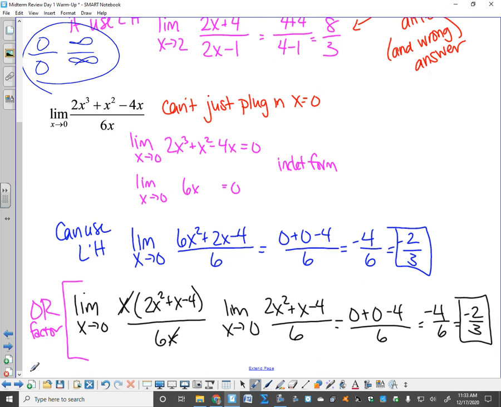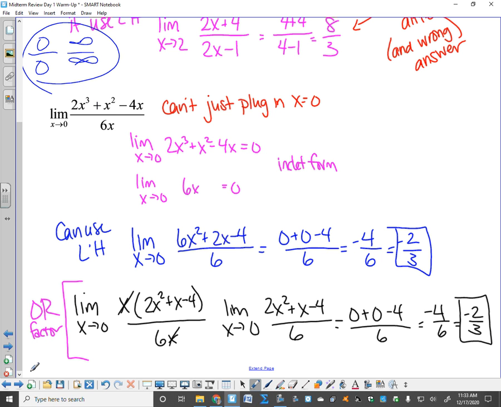Let's look at the second one. If I'm headed to 0, I can't just plug in a 0. First of all, I see that I'm going to get 0 on the bottom, and I can see that very quickly. So to do L'Hopital's, I take the limit of the top and the limit of the bottom separately, and I show that I'm going to get a 0/0, which is indeterminate form. Do not draw a fraction bar there. Show the limit of the top and the limit of the bottom separately.